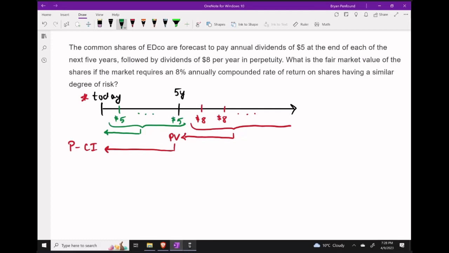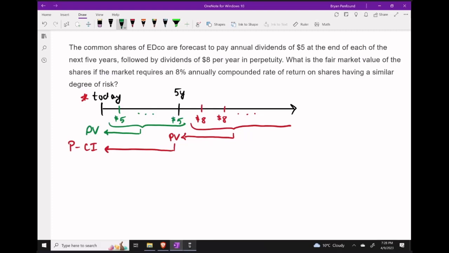In the third step, we can deal with the payments of $5. And since we have a definitive start time and a definitive end time, we can treat this like a typical annuity. We don't need to treat this like a perpetuity. But we should be able to apply a principal value or present value formula here as well. And that'll bring these $5 payments to the focal point of today.